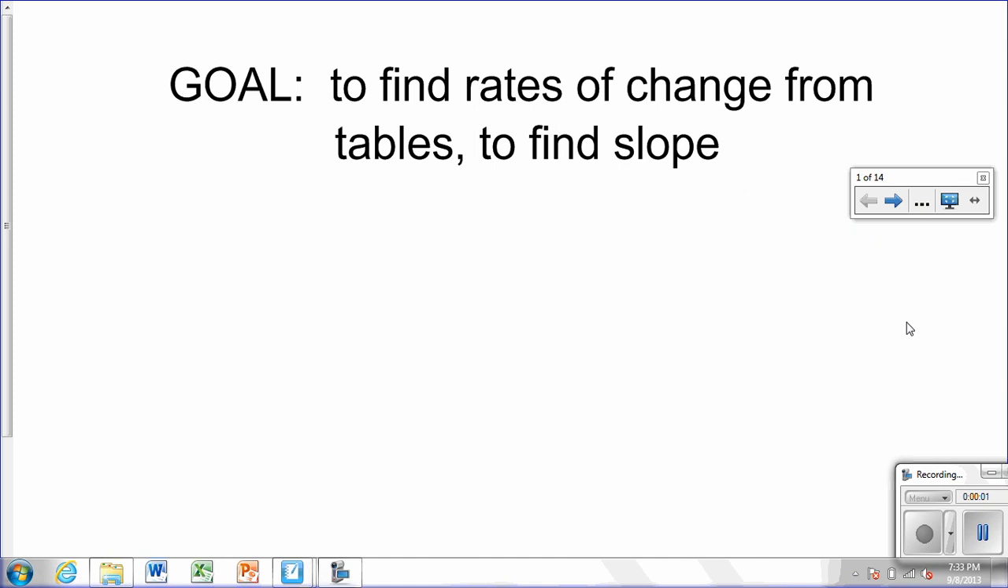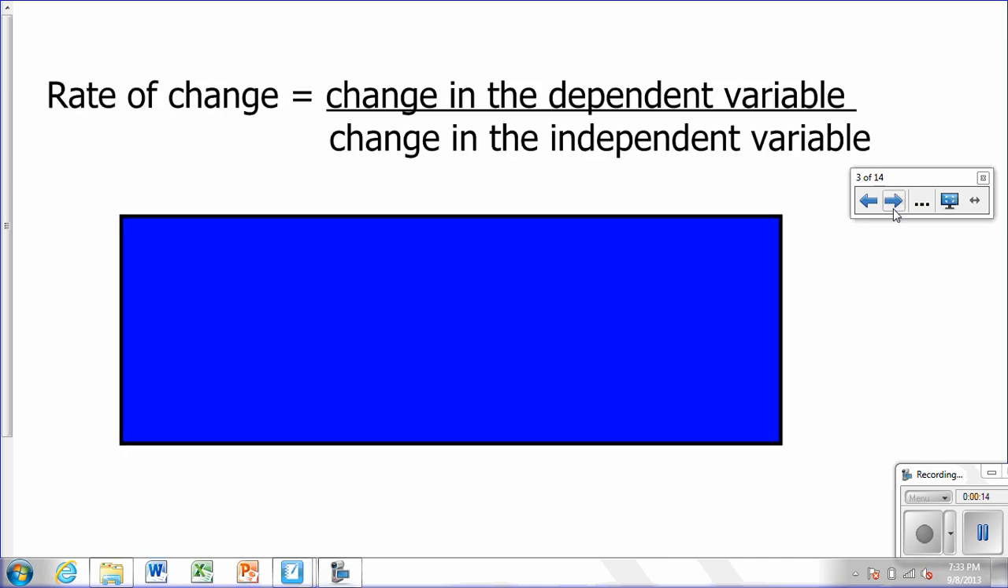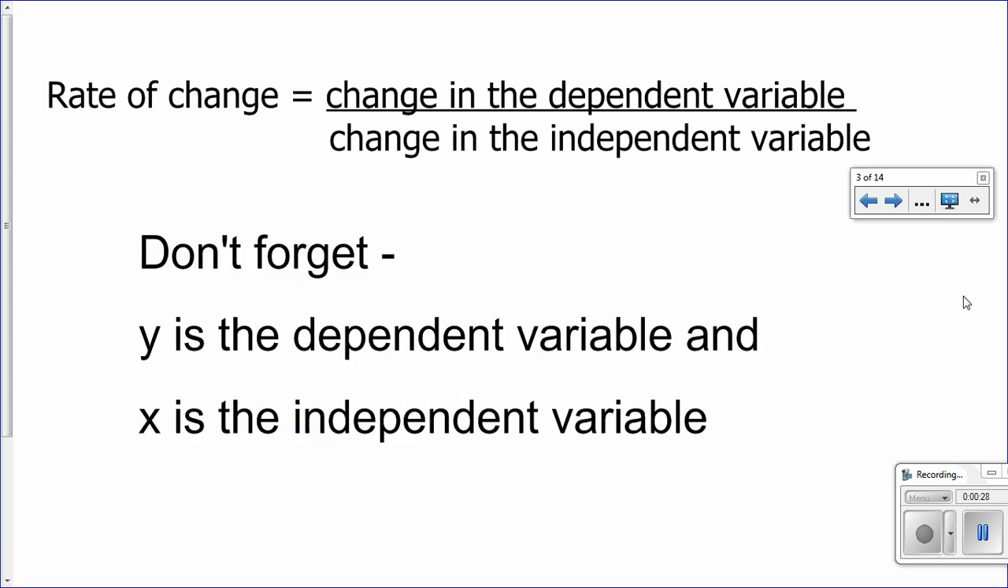Hi everyone. Today's goal is to find rates of change from tables and to find the slope. A rate of change allows you to see the relationship between two quantities that are changing. The rate of change is found by taking the change in the dependent variable and putting it in a ratio on top of the change of the independent variable. And don't forget, y is the dependent variable and x is the independent variable.